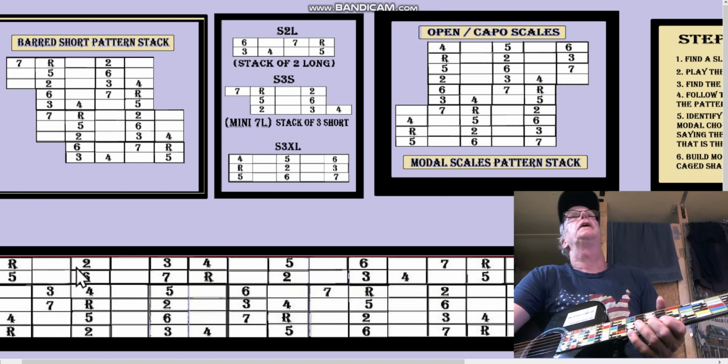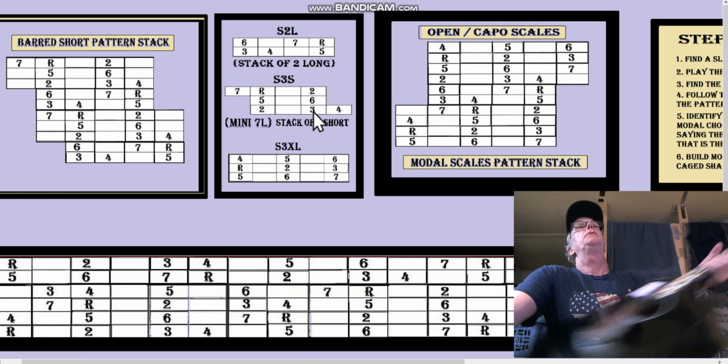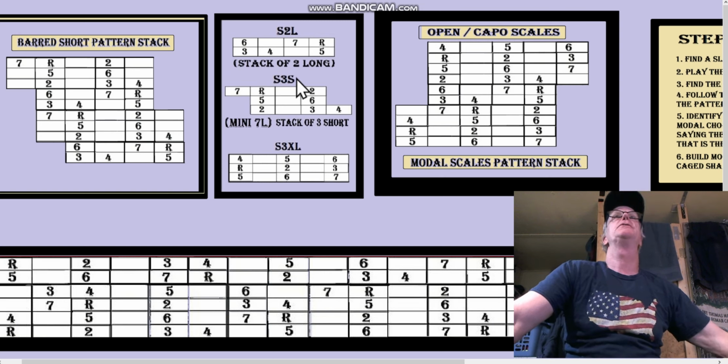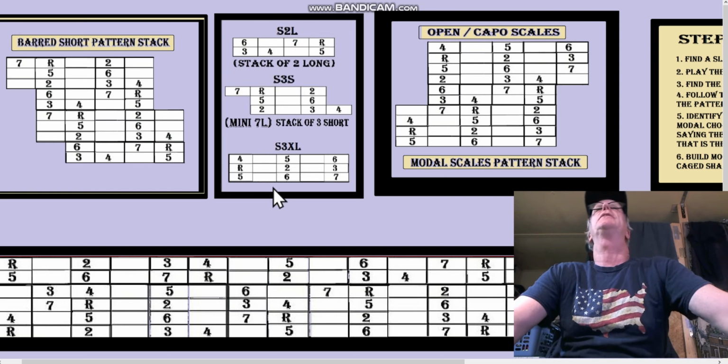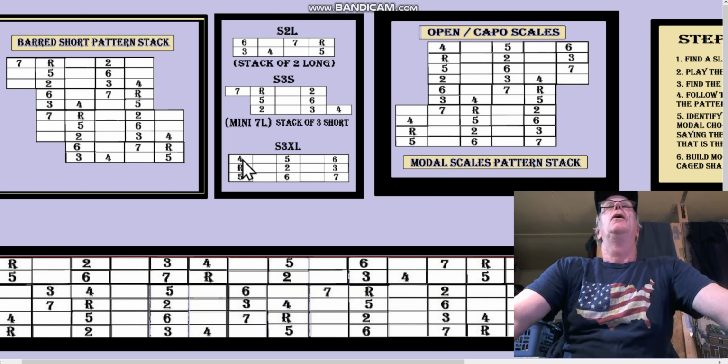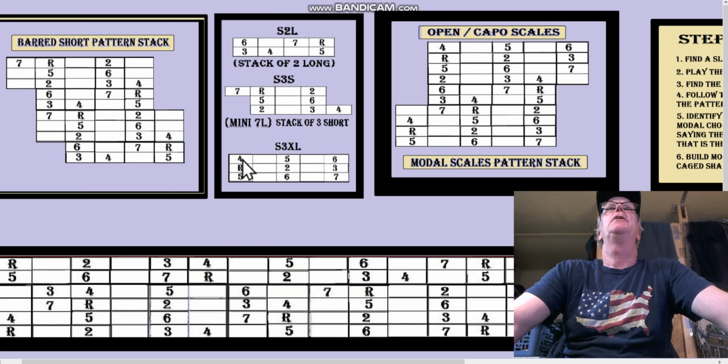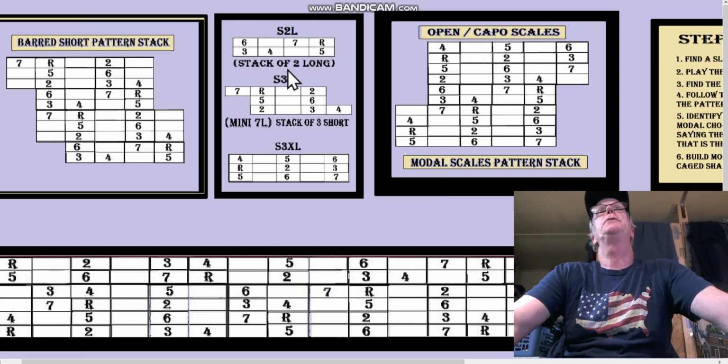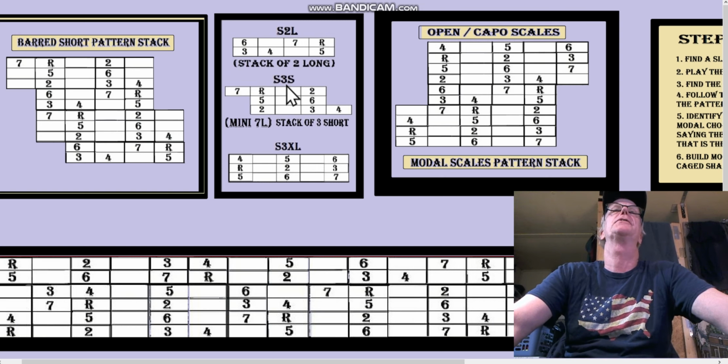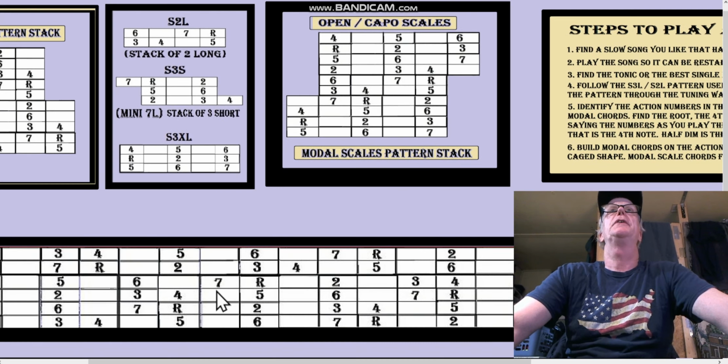Okay, we look at our patterns. How many do we have? We only have 2 patterns to be concerned with. This pattern we can use after we get going, because this pattern is really these 2 guys put together. 2 S2Ls, 2 S3Ls or S3Ss. You put them together and you get this 5-6 pattern in the middle. So here's an S3L, S2L, 7R2, 5, 6, 2, 3, 4, right there.